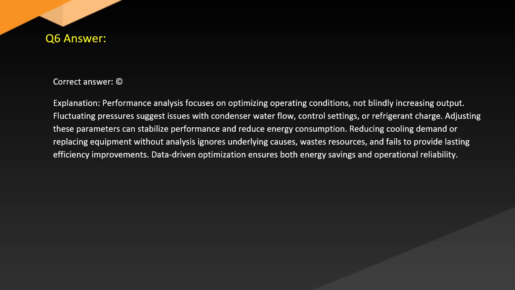Answer. Correct answer, C. Explanation. Performance analysis focuses on optimizing operating conditions, not blindly increasing output. Fluctuating pressures suggest issues with condenser water flow control, settings, or refrigerant charge. Adjusting these parameters can stabilize performance and reduce energy consumption.